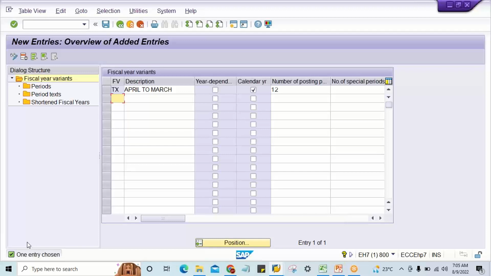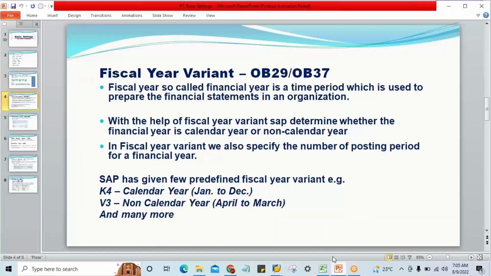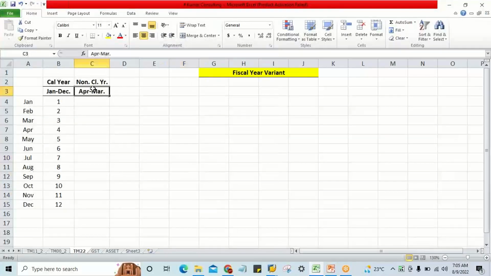So when you have to define a calendar year, simply apply a check mark here. That's it, nothing else. Automatically SAP will come to know that the starting period is January and it is going to end in December. Where are the challenges? The challenges are there when you define a non-calendar year.